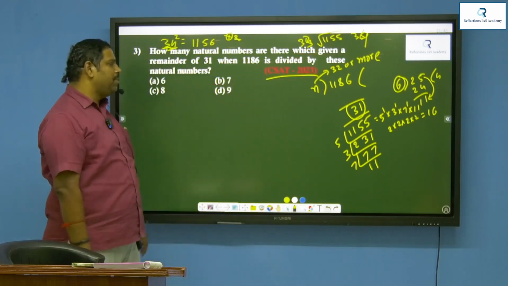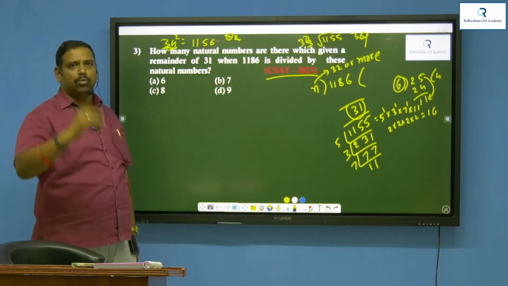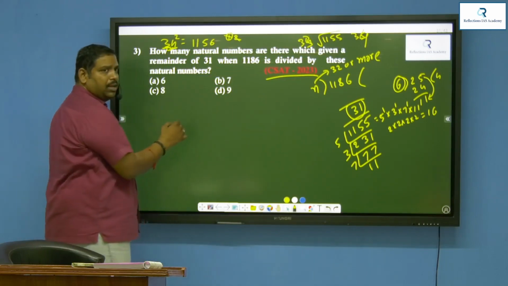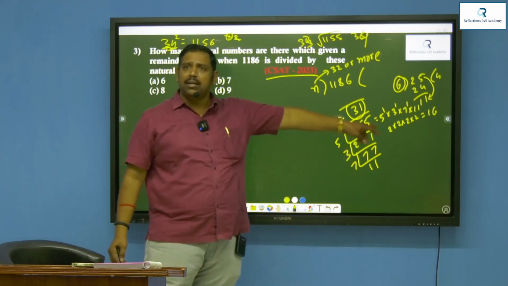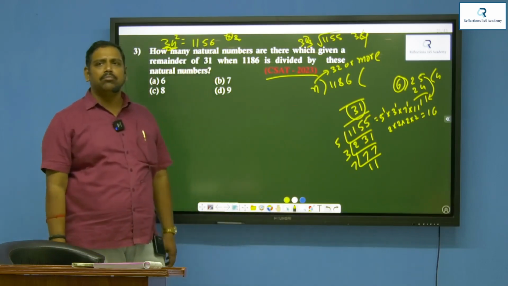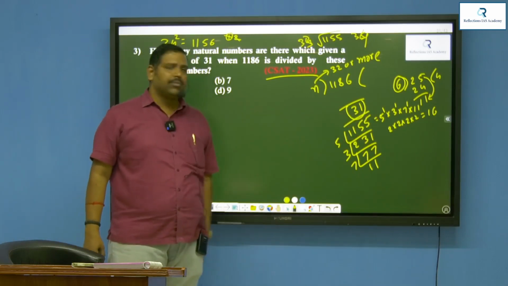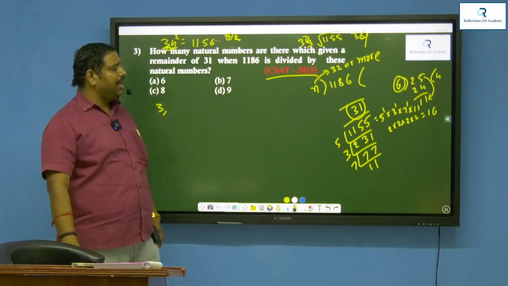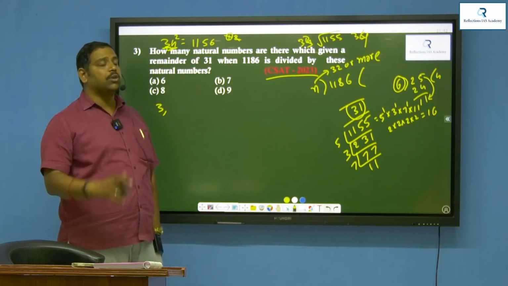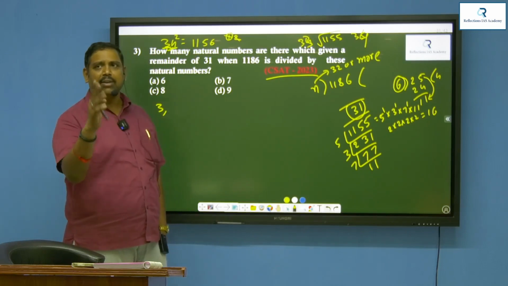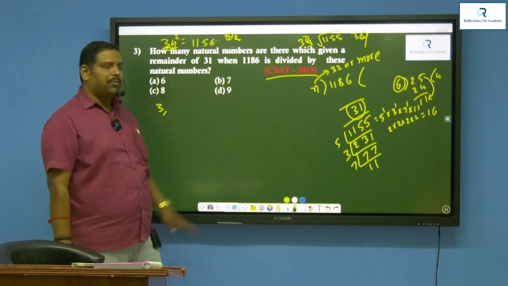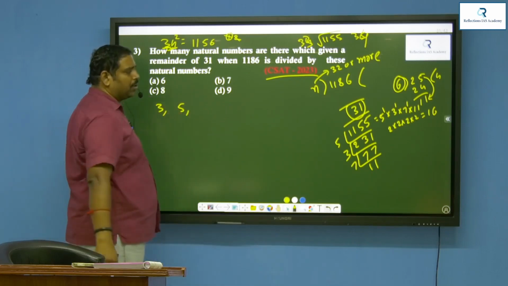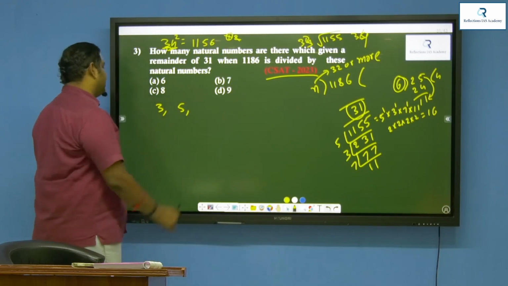We have to verify with the numbers from 2 to 34. Is it divisible by 2? No. I'm checking with 1155, right? Is it divisible by 3? Verify 1155. Yes. Okay, 3 I'm writing. Next one, is it divisible by 4? No. 5, yes. 6, no. 7, verify: 7 ones, 45, 35, yes.